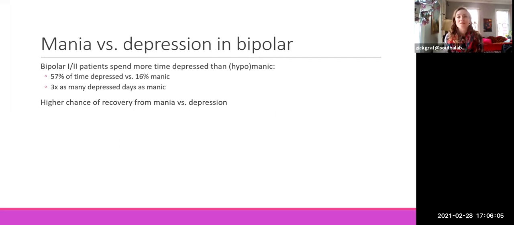What this also translates to is that when someone is in a manic episode, we know that they have bipolar disorder because that's the definitional factor for bipolar disorder. Mania is much more short-lived than depression. So there's a higher chance of recovery from a given manic episode than a given depressive episode. And people in a manic episode are likely to return to euthymia faster on average than people in a depressive episode. Mania doesn't tend to last as long.